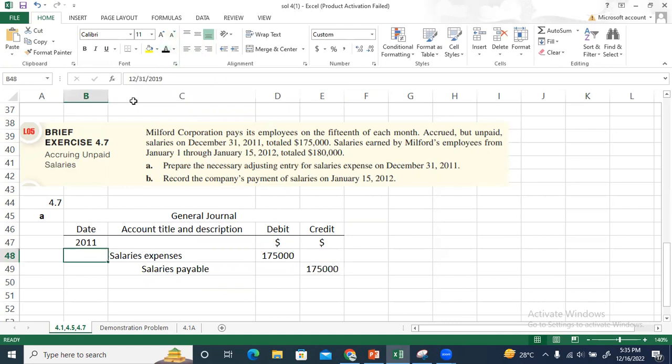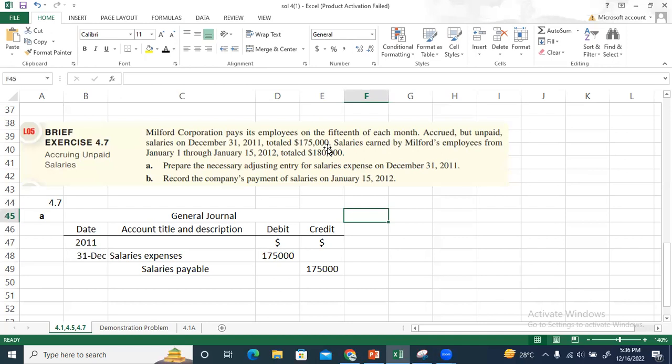Now let's go on to the next entry. So it says record the company's payment of salaries on January 15th. Now January 15th is the date that you're going to make the payment. The payment is going to be based on 1 month. So 2 weeks of December, right? So this is the 2 week salary that is still not paid in December. You need to understand that the salary from 1st to 15th December would have already been paid out on 15th December. However, the salary has been accrued from 15th December to 31st December, which still needs to be paid.